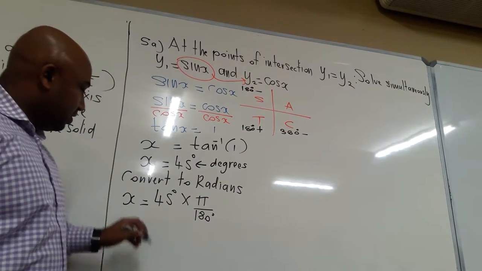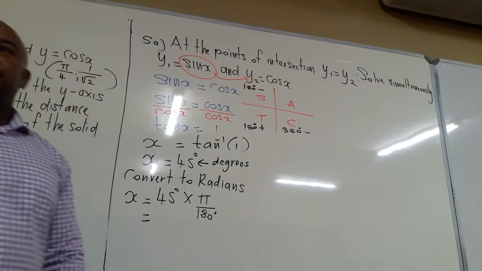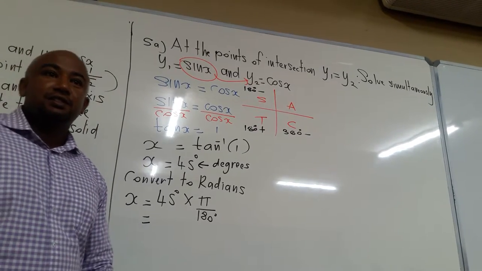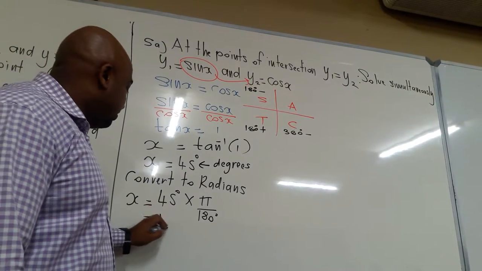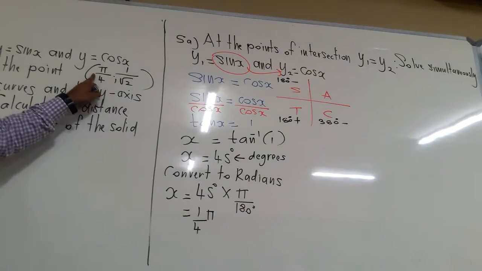Okay. So, what is 45 times pi over 180 degrees? Give it to me in terms of pi as a fraction. What do you get? You get 1 over 4 pi. There's 1 over 4 pi. We just found the point here.